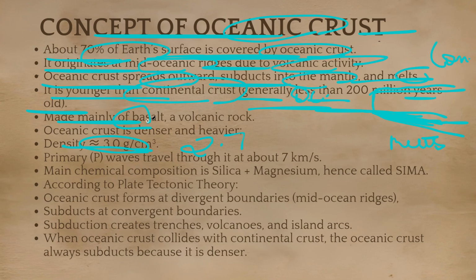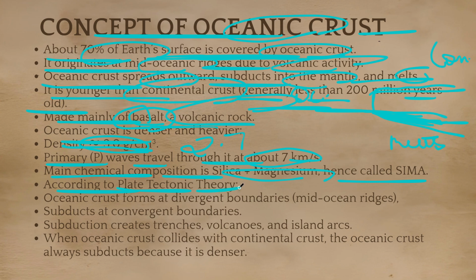This oceanic crust is mainly made up of basalt rock, which is a volcanic rock. That means basalt rock is formed from the magma and lava that come out of volcanoes, cooling down to make basalt rock. Oceanic crust is denser. Primary P waves travel through it at a speed of 7 km per second. Its main chemical composition is silica plus magnesium. Continental crust is made up of silica and aluminum, and oceanic crust of silica plus magnesium.